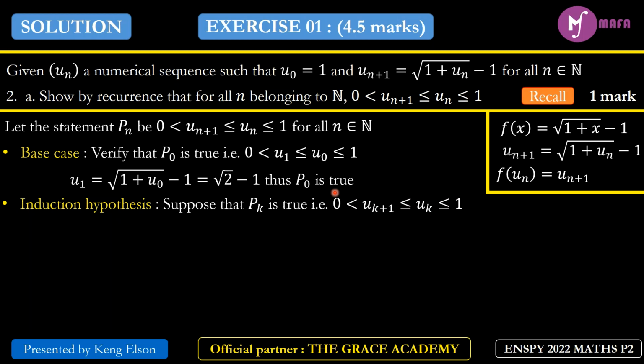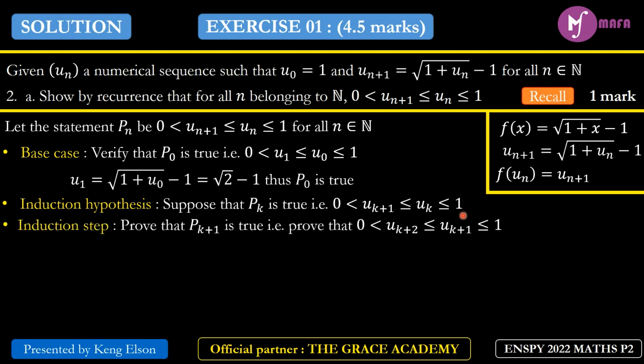Now the next is the induction hypothesis, where we suppose that the statement p of k is true. What does it mean to say that the statement p of k is true? It means that we replace n with k, and we have 0 is less than u_{k+1} less than or equal to u_k less than or equal to 1. Now we need to prove that the statement p of k plus 1 is true, which is called the induction step. So proving that the statement p of k plus 1 is true means we just need to replace n here with k plus 1. So we actually have to prove that 0 is less than u_{k+2} less than or equal to u_{k+1} less than or equal to 1, after replacing our n with k plus 1. Alright, how do we prove this?